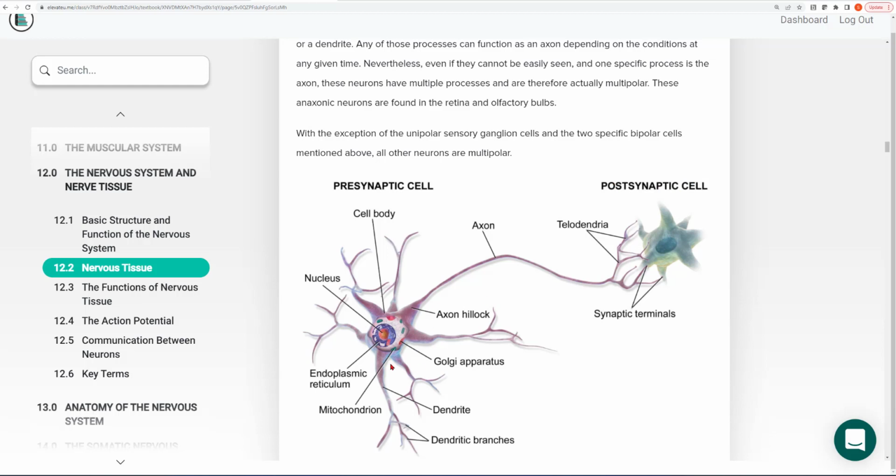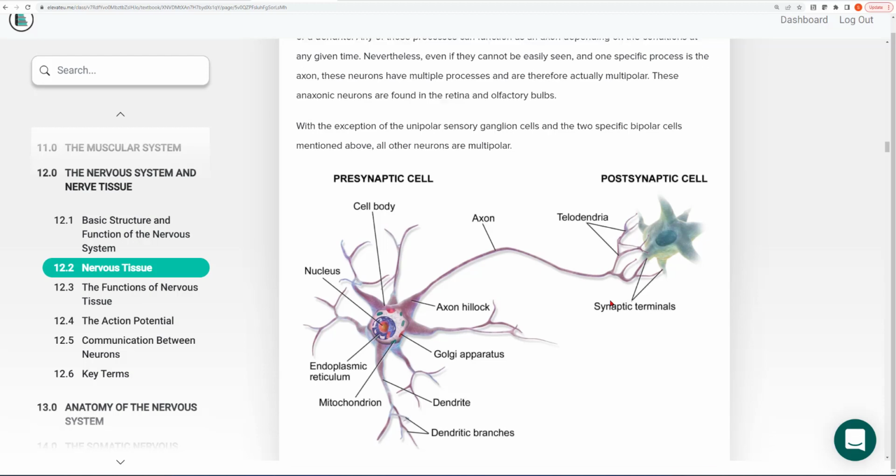Here's our classic neuron, and here the signal is traveling down from the soma, down the axon. Notice the artist did not put the Schwann cells on here, but they would be here. It goes on down. Here are those telodendria. It synapses with another neuron. That neuron is post-synapse, so it's referred to as the postsynaptic cell.